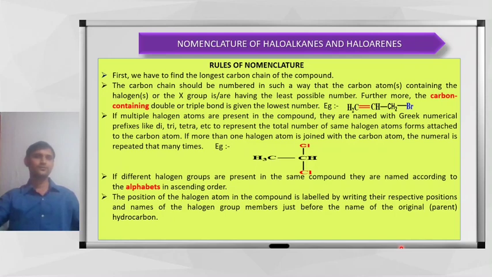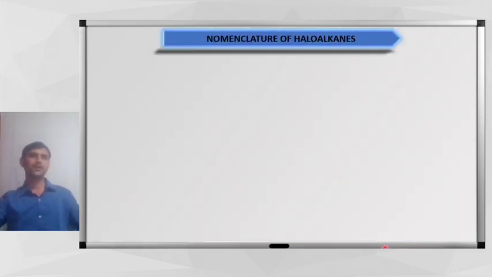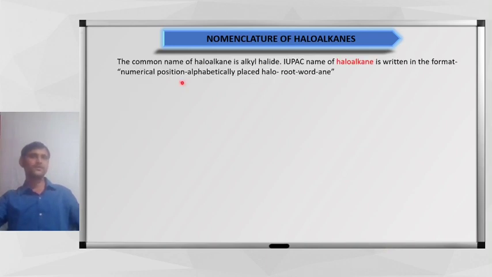That means we will look at the previous slide. First of all write down the halo name, whether that is bromo, and then write down the particular parent name, the alkane, whether that alkane is ethane or propane. Okay, now see the example in the next one. Nomenclature of haloalkanes. See, the common name of a haloalkane is alkyl halide, already we know, and the IUPAC name, that is very important, is written in the format of numerical position, alphabetically placed halo, root word, and last one, that is ane. This is a very important part.